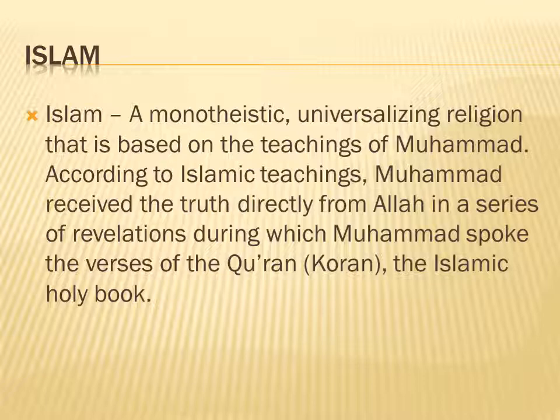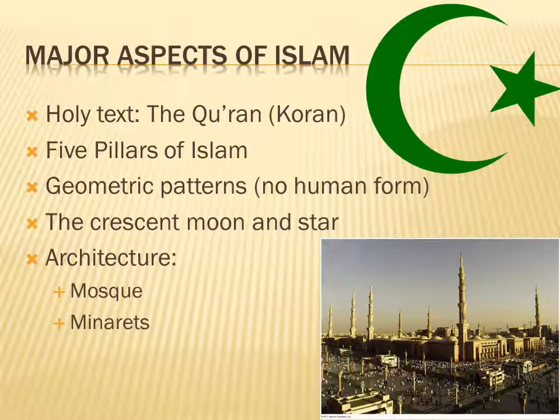So let's go ahead and start filling out our baseball card, as it were. Major aspects of Islam. The holy text is the Quran. The Quran was the messages directly from the archangel Gabriel, from Allah to Muhammad, and it was passed down. Muhammad memorized the Quran and passed it down, and later it was written down into an actual holy text.